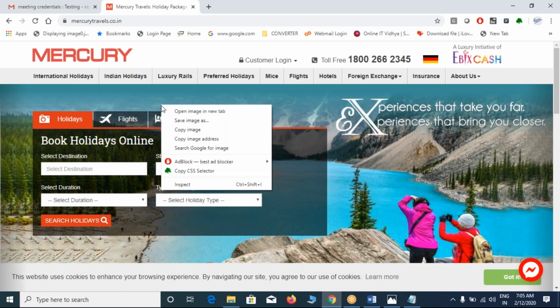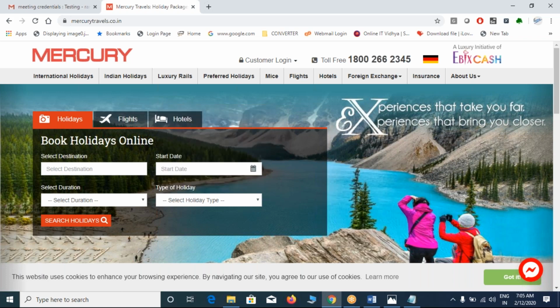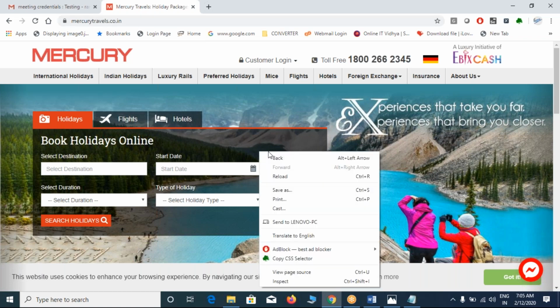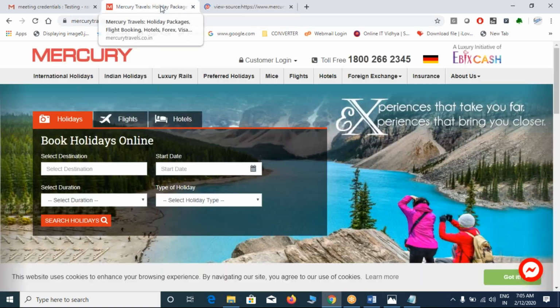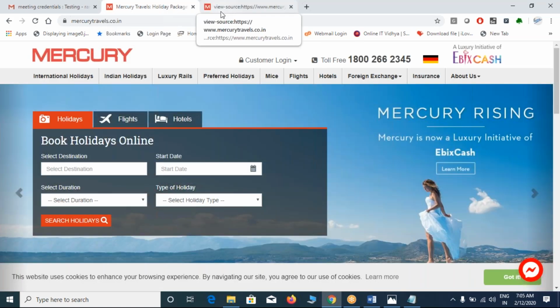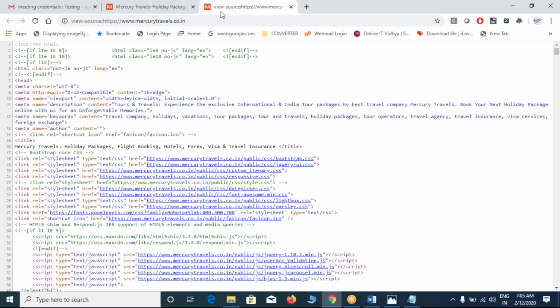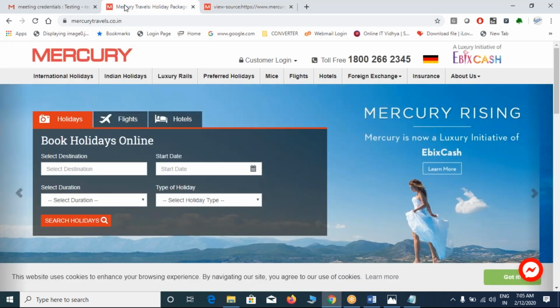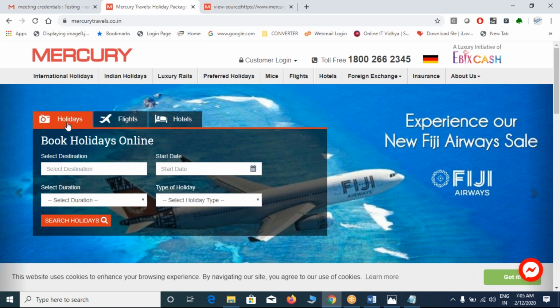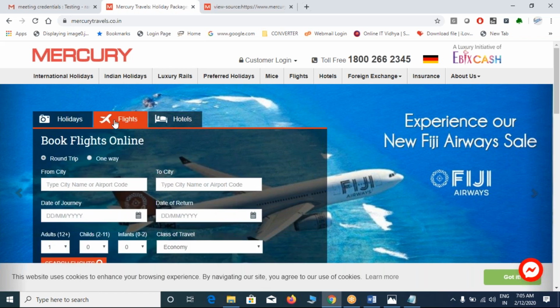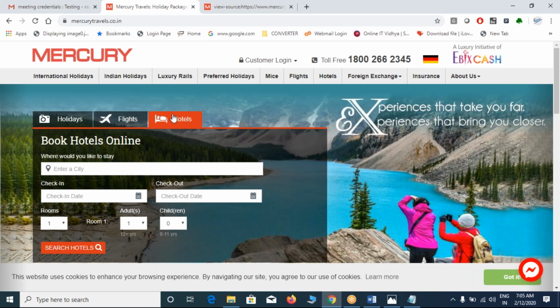The backend code, guys, they will prepare by using Java, .NET, C sharp, like that. This is the front end, this is the back end code. Are you able to see the back end code? And to develop this holiday, the developer will write separate code. To develop this flight, they will write separate code. To develop these hotels, they will write separate code.